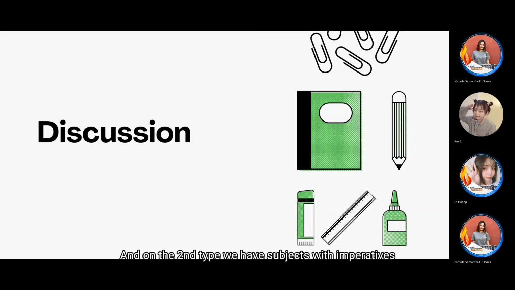On the second type, we have subjects with imperatives. With this type, we use names or subjects before putting the word that we use to make the sentence imperative, which is the verb. And the two remaining types are the polite requests and making suggestions with let's. We use polite request when we have the word please in our sentence, while on making suggestions with let's, we use the word let's. Do you have any questions?